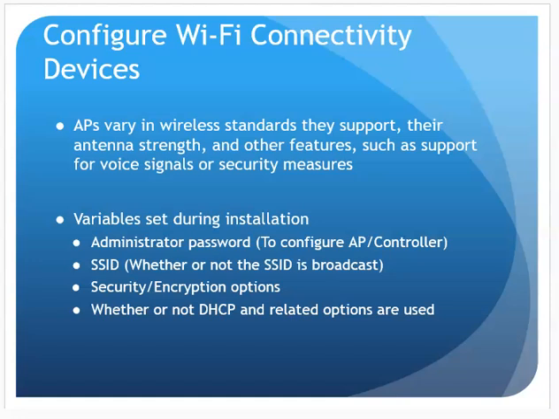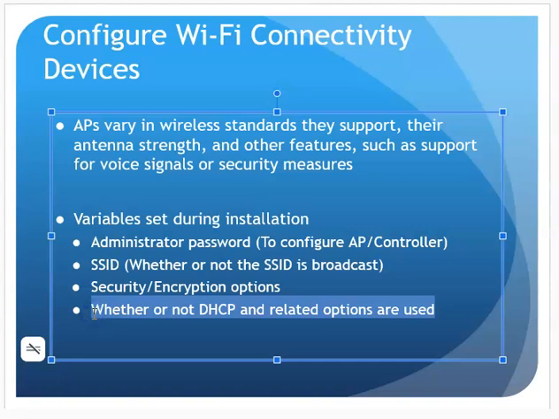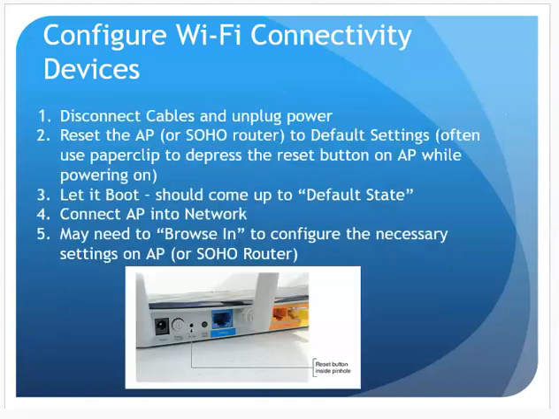All right, so they remind us here APs vary in what they support and what they're able to do, signal strength, features, that sort of thing. But some basic things we do as we start setting up: set the administrator password, set the SSID, whether it's broadcast or not, what security and encryption we're going to use, and other settings like DHCP and so forth that might be used in this network. Those would be the basic things we're going to configure on there.